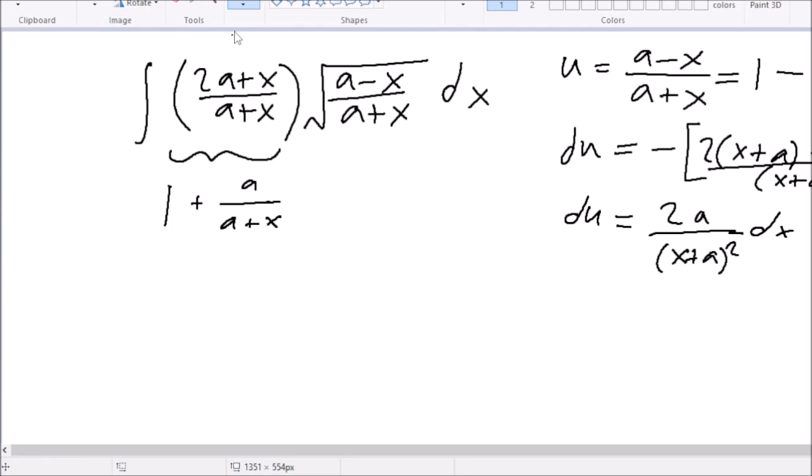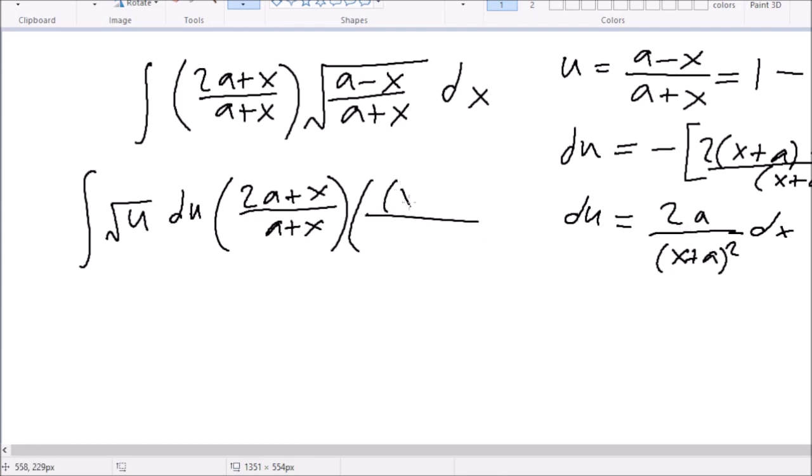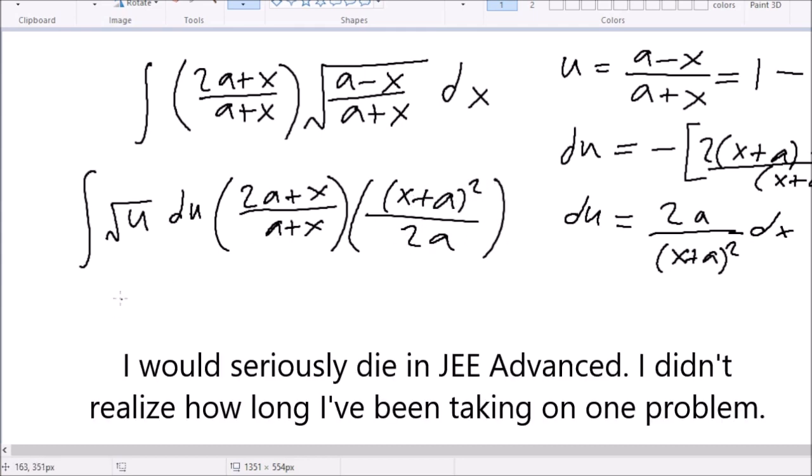Screw it. Let's just shove it into the integral. I'm just gonna force this U sub, because I'm too lazy to rewrite everything. All right. So this is square root of U, right? And then DU, and then we have 2a. We have this that we didn't take care of, and then it's this reciprocal. So this would be x plus a squared over 2a that we didn't take care of. Okay. And then we need to somehow simplify this.